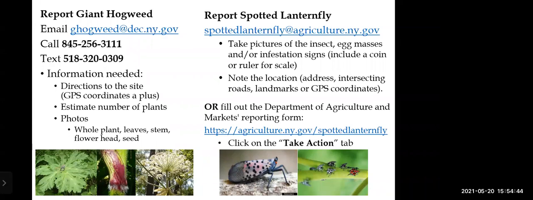Instead of emailing, you can also fill out the reporting form, which can be found at agriculture.ny.gov/spottedlanternfly, and just click on the Take Action tab, and it'll show you a link to that reporting form. So then on the left there is the Giant Hogweed control program information, and that will conclude my presentation.